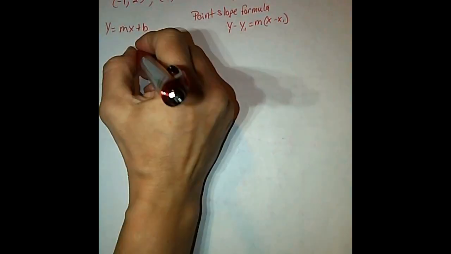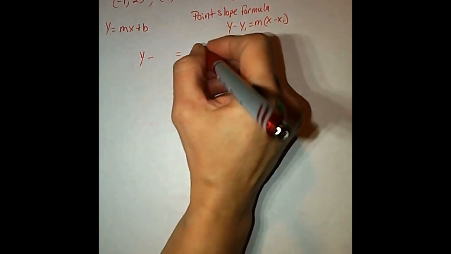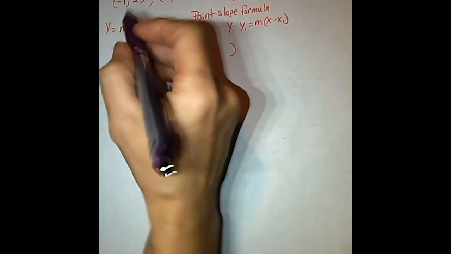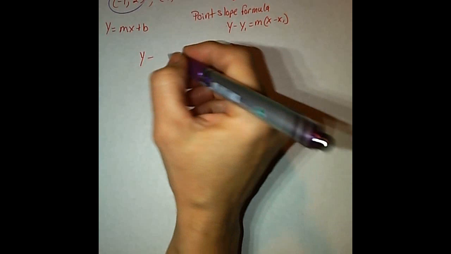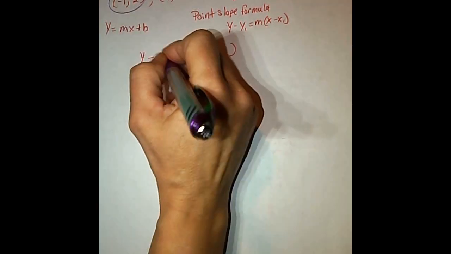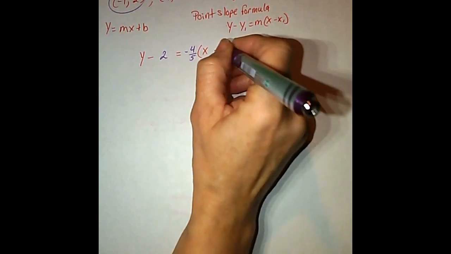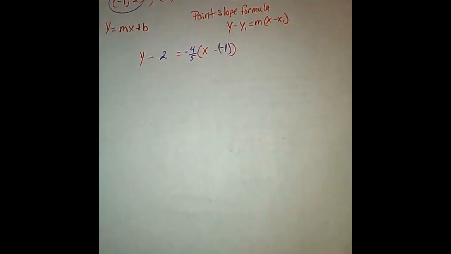So let's say y minus, and let me get this written and change the color. Alright, I'm going to pick this ordered pair. Doesn't matter, you can pick either one. It's on the same line. My y value is 2. My slope is -4/5. My x value is -1. So it's important. See, negative.